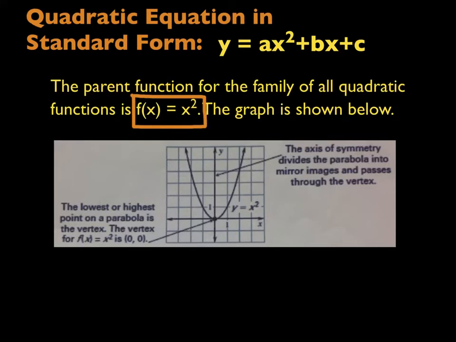The parent function for the family of all quadratic functions is f of x equals x squared, where it doesn't have anything else, just x squared. And the graph of that is shown below. You guys have seen this before. It's a parabola. And the lowest or the highest point on the parabola, depending on the way it's opening, is called the vertex. The vertex of our parent function is always at 0, 0. And then we have the axis of symmetry, which is the line that divides the parabola in half. If you were to fold it in half, that line is your axis of symmetry.